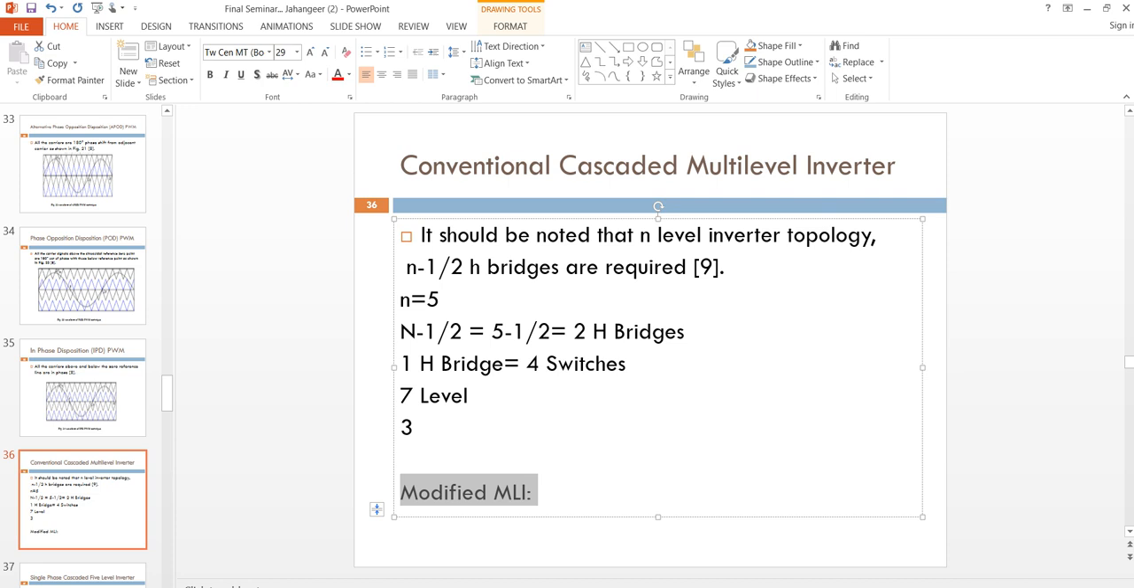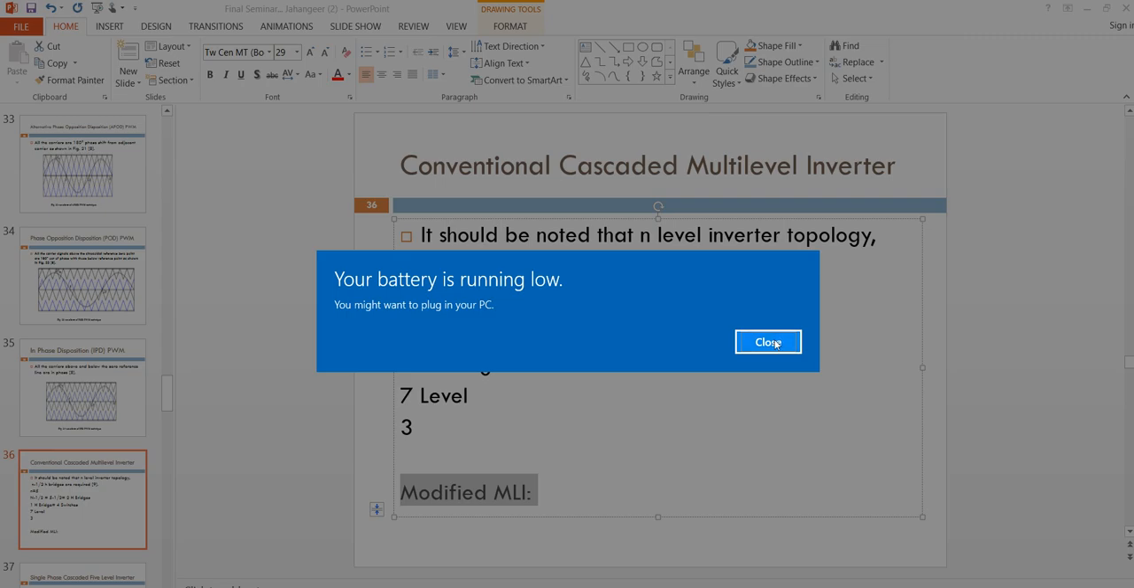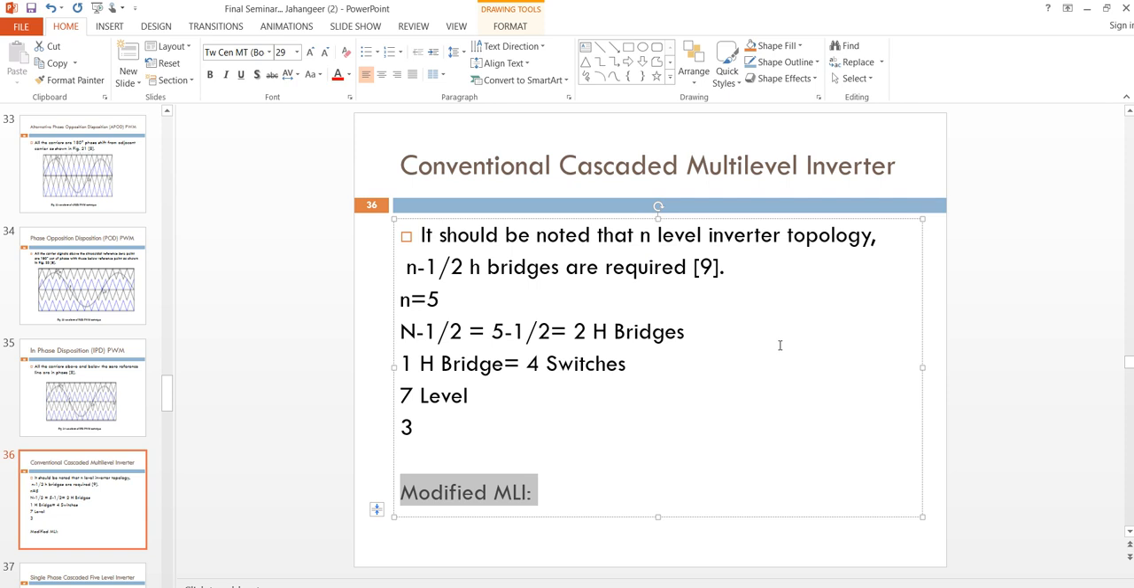We should move to modified multi-level inverters instead of conventional cascaded H bridge multi-level inverters. What is the difference between modified and conventional? In modified, we try to optimize the number of levels, but also try that the switching complexity should not increase that much. In my thesis work, I implemented a 5-level multi-level inverter with only 5 switches, whereas in conventional you require 8 switches.